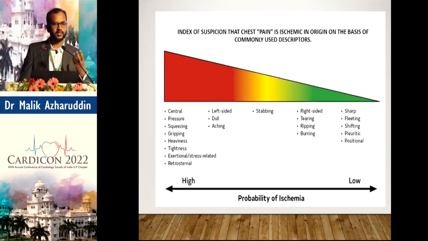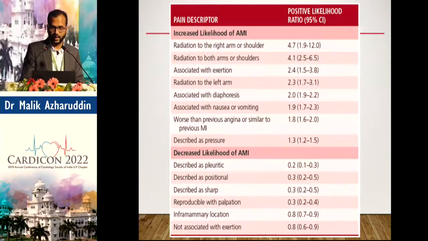Now, the typical nature of the pain, retrosternal squeezing, heaviness, radiation, goes in favor of a high index of suspicion, versus localized, sharp pain. It has now been very well quantitated also: radiation to the right arm and right shoulder has a very high positive likelihood ratio. So do both shoulders, association with exertion, radiation to the left arm, association with diaphoresis, and with nausea and vomiting.